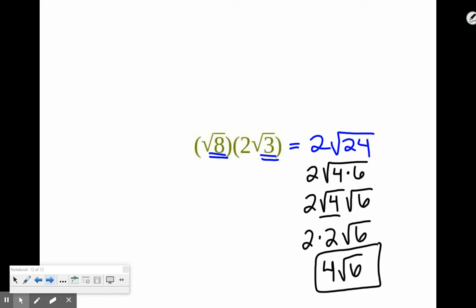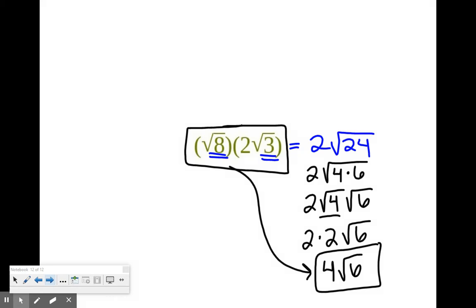Now, just like I said before, if you guys are ever unsure if you simplified correctly, plug this entire thing in and plug this entire thing in to your calculator separately, and you should get the exact same answer.